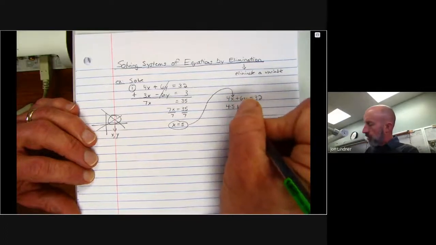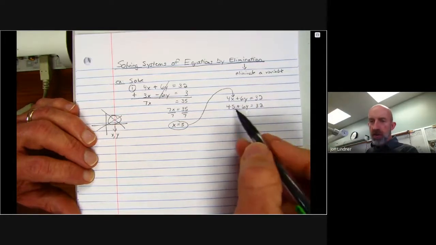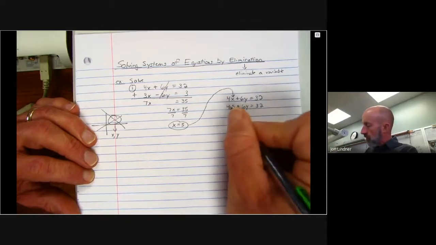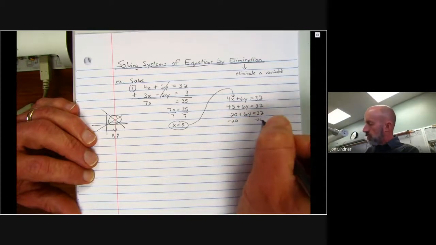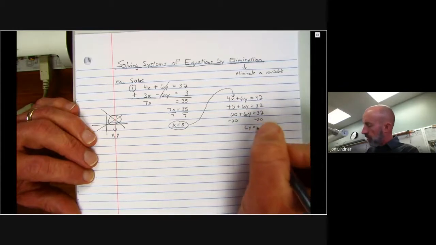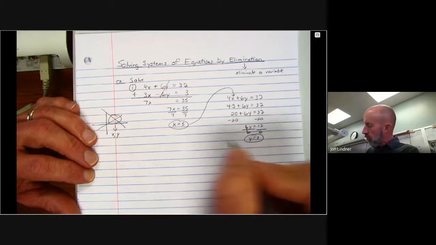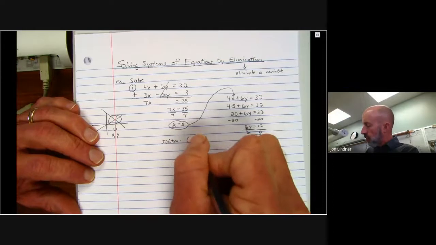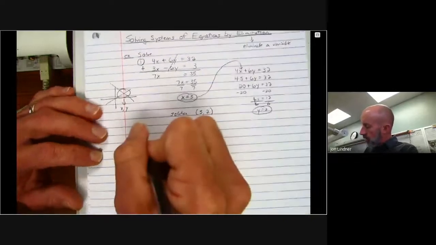And so I have 4 times 5 plus 6y equals 32. And look, I've eliminated the x, and now I've just got an equation with a y in it. So I have 20, 4 times 5 is 20, plus 6y equals 32. Follow my good algebra steps here to get y by itself, 6y equals 12. Divide both sides by 6. And my y-coordinate of this solution is 2. So I could say that the solution of this system is the point (5, 2). All right. Let's look at another one.